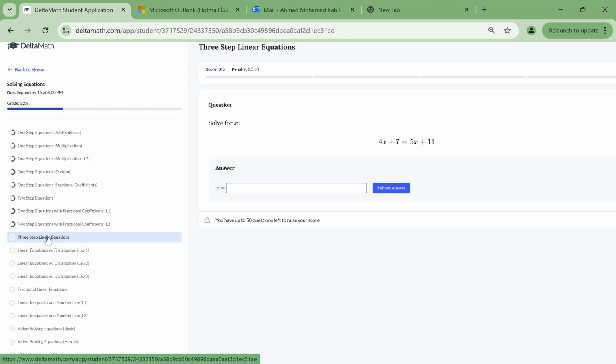So this is quite simple. All you have to do is collect the like terms on the same side. So we have 4x, we want to take it to the right. So we have now 5x minus 4x on the right. And the 11 goes to the left. So we have 7 minus 11. So this will be negative 4 equals x. And the final answer would be negative 4.